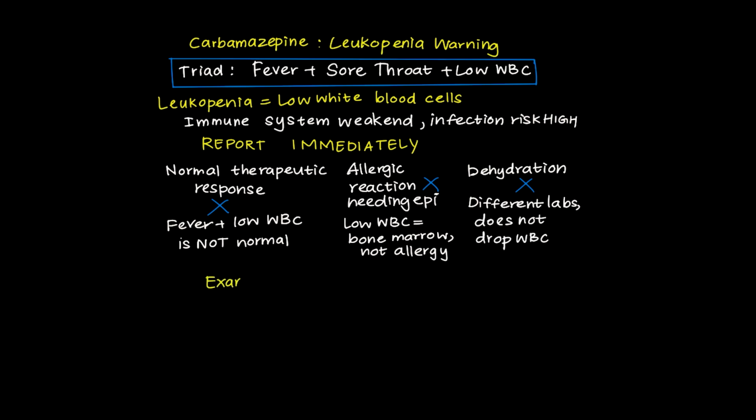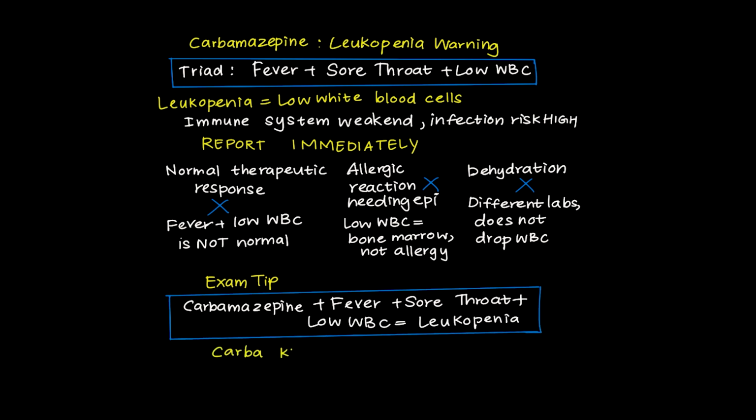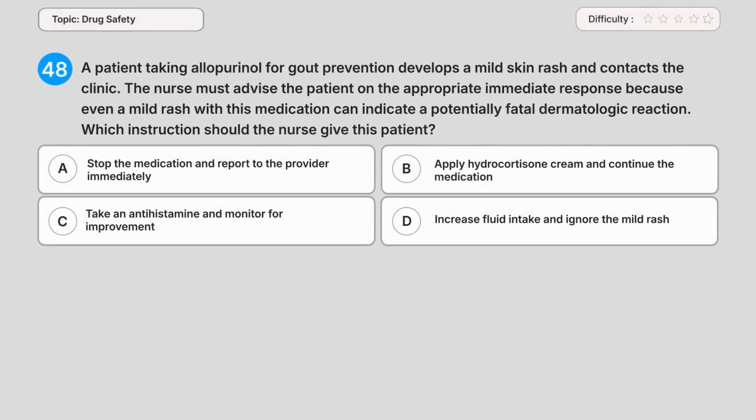Here is a WGU D441 OA exam tip for you. Carbamazepine plus fever plus sore throat plus low WBC equals leukopenia. That specific cluster is the tested pattern. Report immediately. Quick recall hook: Carba kills white cells. Fever and sore throat are the alarm bells.